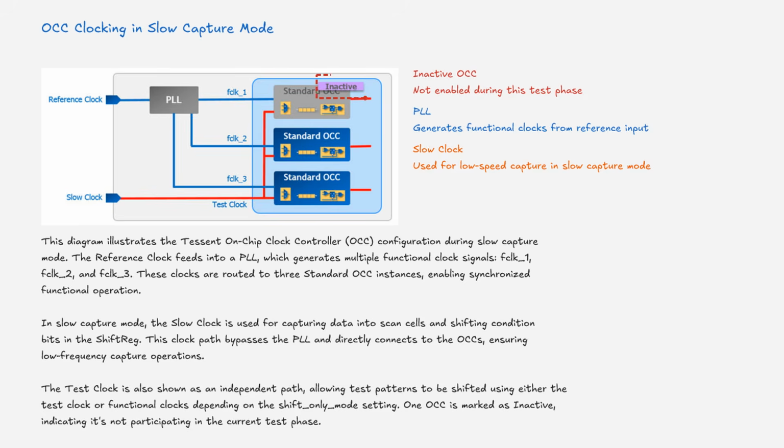The test clock is also shown as an independent path, allowing test patterns to be shifted using either the test clock or functional clocks, depending on the shift-only mode setting. One OCC is marked as inactive, indicating it's not participating in the current test phase.